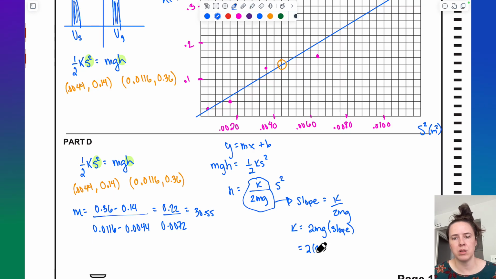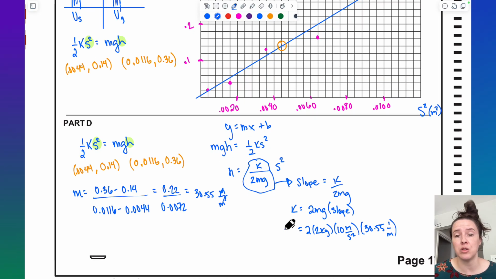They said the mass was 2 kilograms. I'm going to use g is 10 meters per second squared. My slope was 30.55. If you want the units of your slope, rise over run. My y coordinates were meters. My x coordinates were meters squared. So that's going to be 1 over meters for my slope. So I end up getting kilogram meters per second squared, which is a Newton per meter, which is what our spring constant should be. So if we punch that into our handy dandy calculator, we get about 1222 newtons per meter.